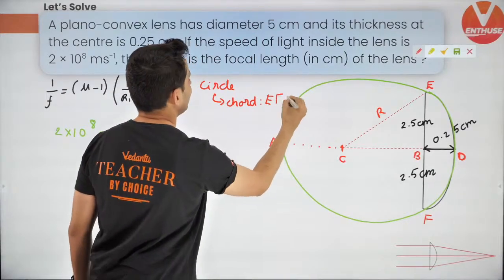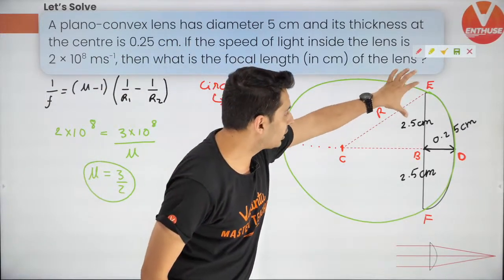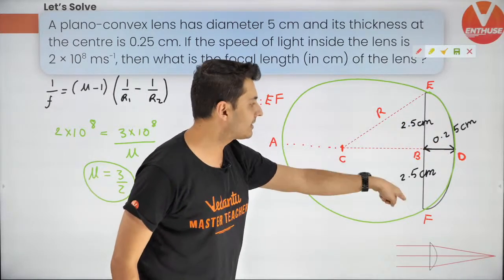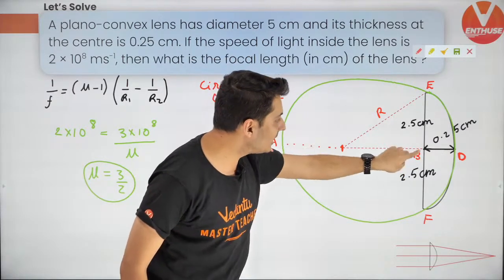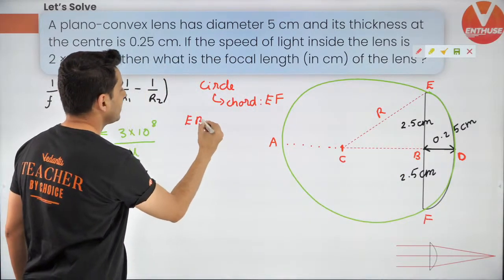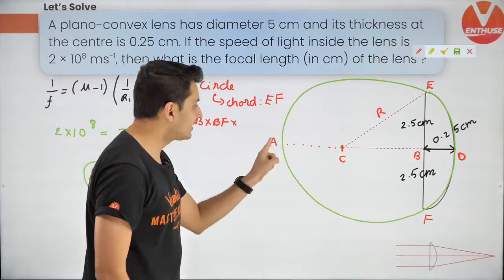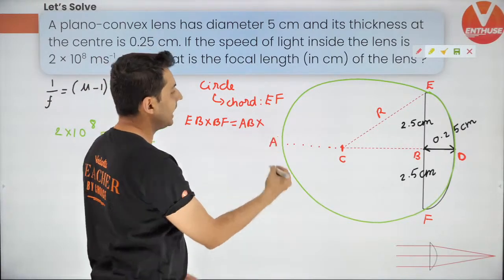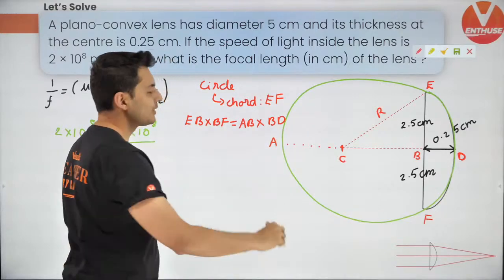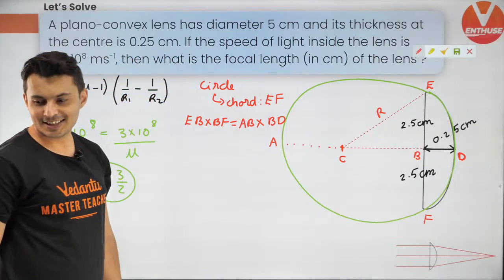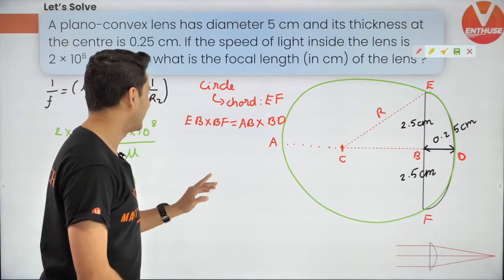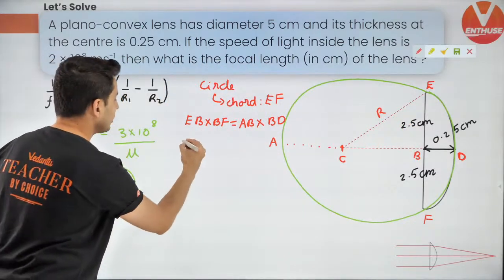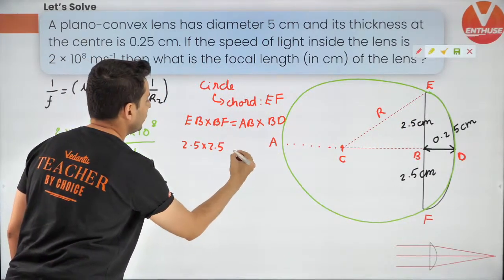Then there is a very simple rule which says the product of EB into BF, where AD is the diameter and they intersect at the point of intersection, is equal to AB, from A to B, multiplied by BD. This is a very important theorem. Yes, very important. That will help you guys. I'll tell you how. What is EB and BF? EB and BF are both 2.5 centimeters each. So it will be 2.5 multiplied by 2.5. I hope this is clear.